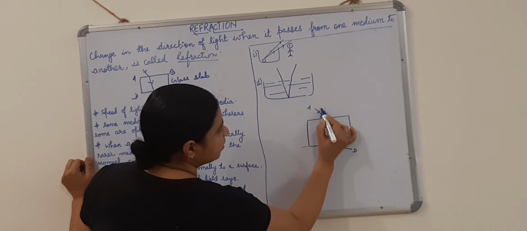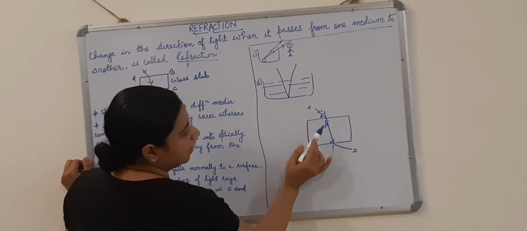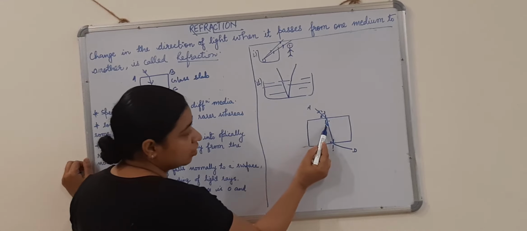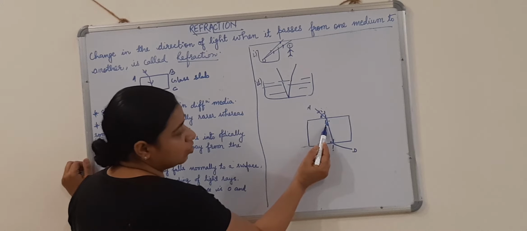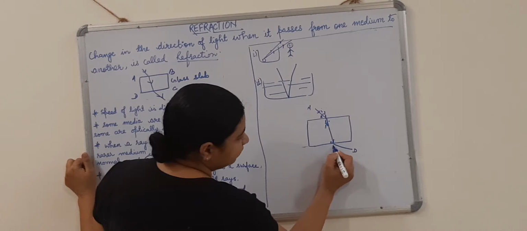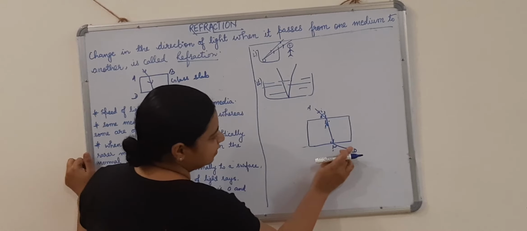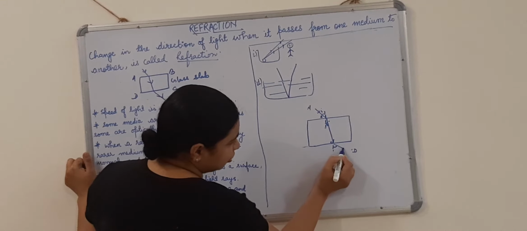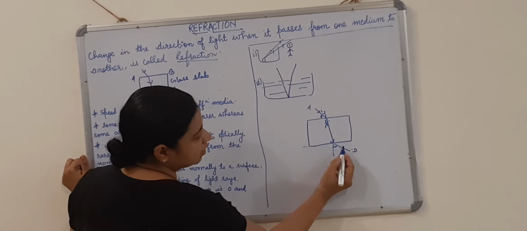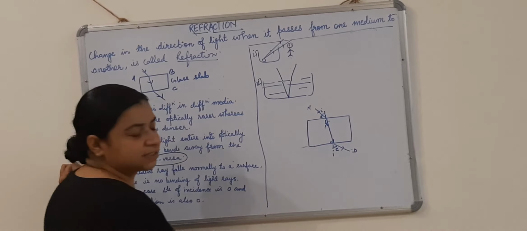This is the angle of incidence. This is the angle of refraction. The angle made by the incident ray with the normal is the angle of incidence. The angle made by the refracted ray with the normal is known as the angle of refraction. And this is the emergent ray. Why is its name emergent? Because it is emerging out. The angle made by the emergent ray with the normal is known as the angle of emergence.